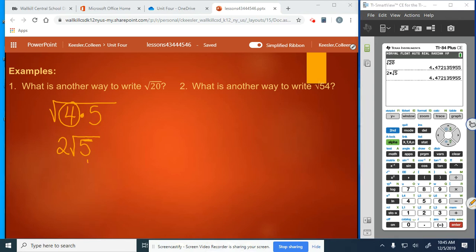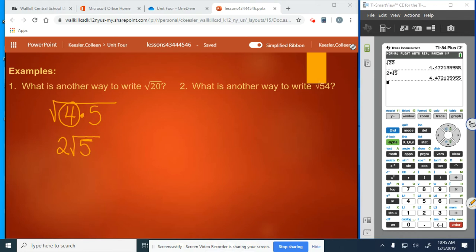It's also important to make sure the number under the radical is a number that doesn't have a perfect square factor. 5 is prime. Its only factors are 1 and 5. Neither one of those are perfect squares. So we have gotten to the most simplified version of the answer.